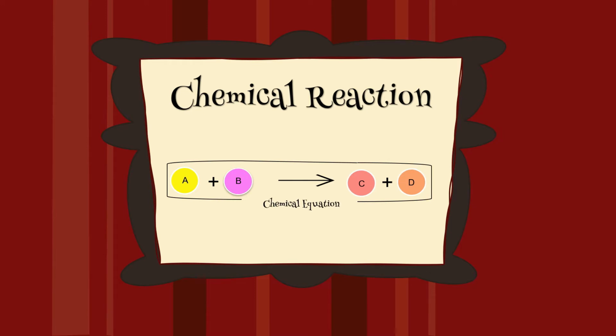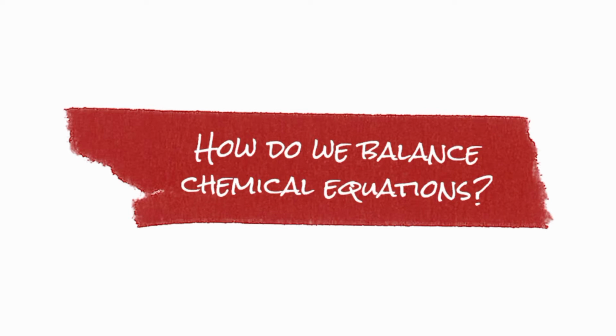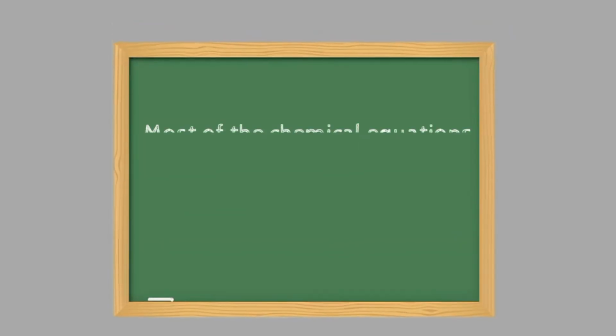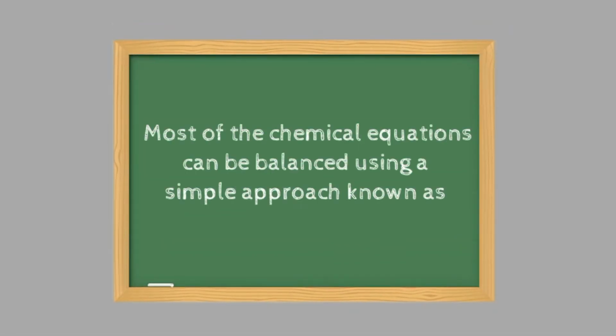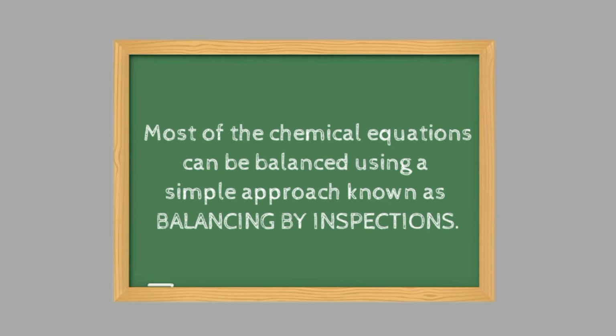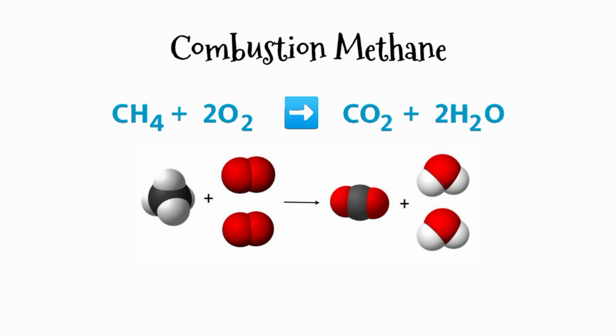In order to have a new form of material out of a chemical reaction, the elements must balance, and we can do that by changing the coefficient of each term in the equation. But the million-dollar question is, how do we balance chemical equations? Most of the chemical equations can be balanced using a simple approach known as balancing by inspection. For example, this combustion of methane.